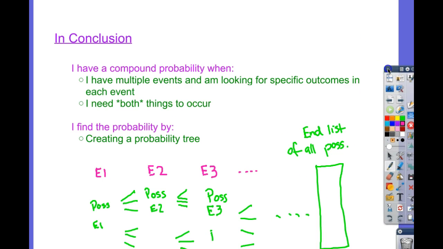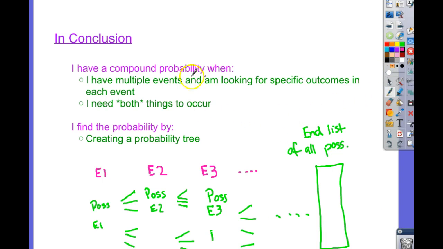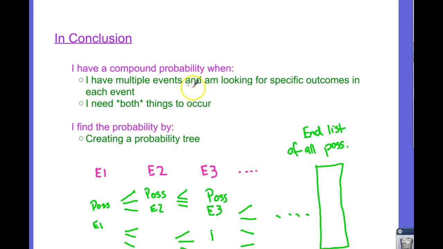So in conclusion, I have a compound probability when I have multiple events. I'm looking for specific outcomes in each event, and I need both things to occur. I can find that probability by creating a probability tree, which I can use whenever I want, but it is the most helpful when I have more than 2 events. Because if I have 2 events, usually it's easier to just make an area model.